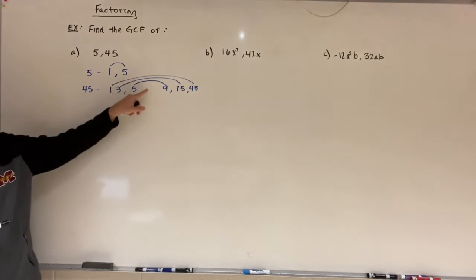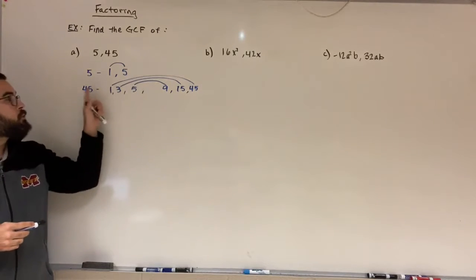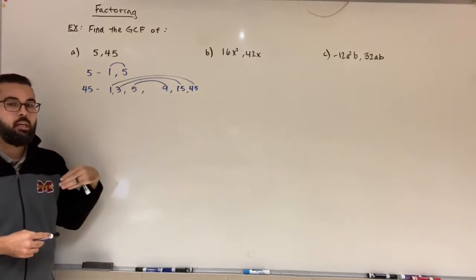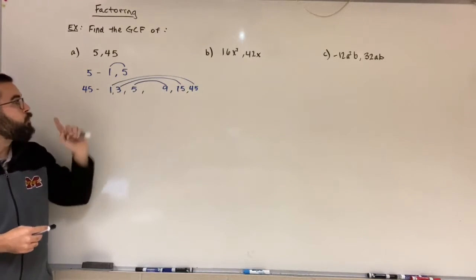And then go up the list. Does 6 go into 45? No. 7, no. 8, no. And then we're back to 9. So that is your complete factored list of 45.